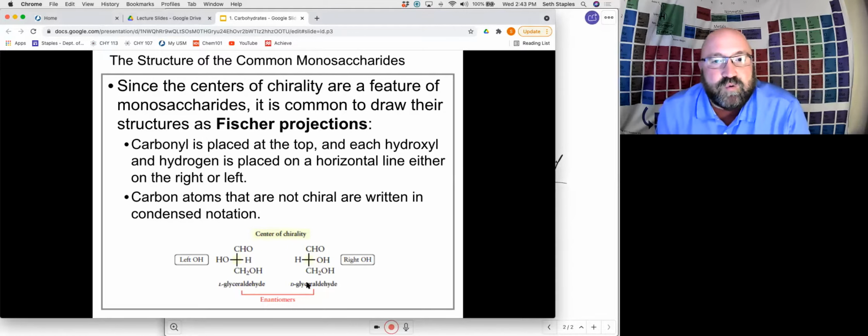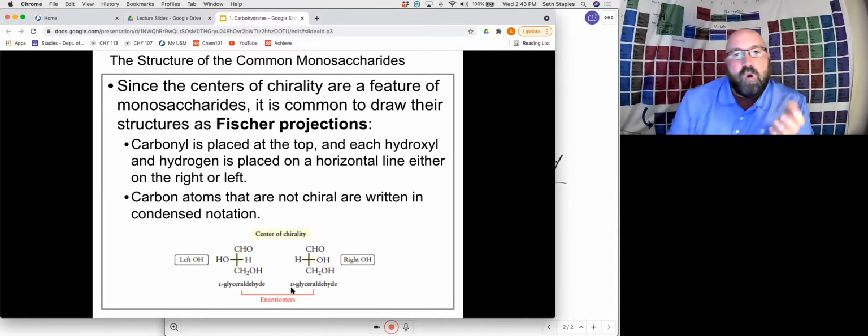And this helps us to differentiate between two different, what we call enantiomers of the same type of sugar. And so here's a Fischer projection of a glyceraldehyde. And we can see here that either the OH is pointing to the left, that would be the type of glyceraldehyde we call L-glyceraldehyde. And here this OH is pointing to the right. And so that's D-glyceraldehyde.